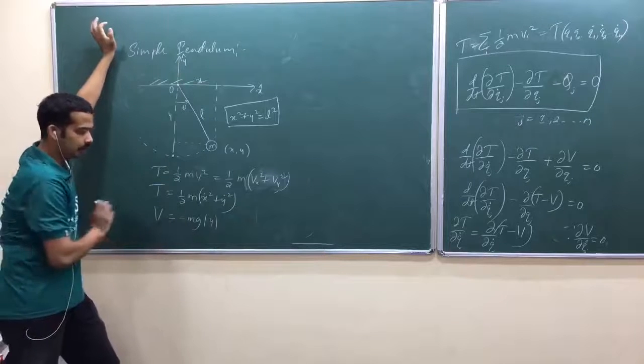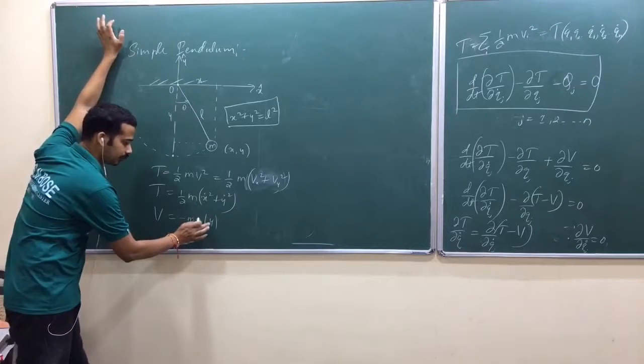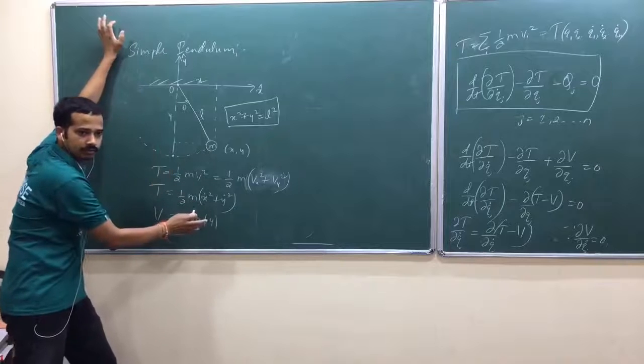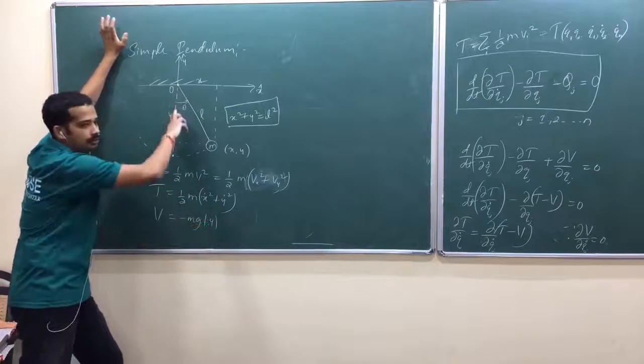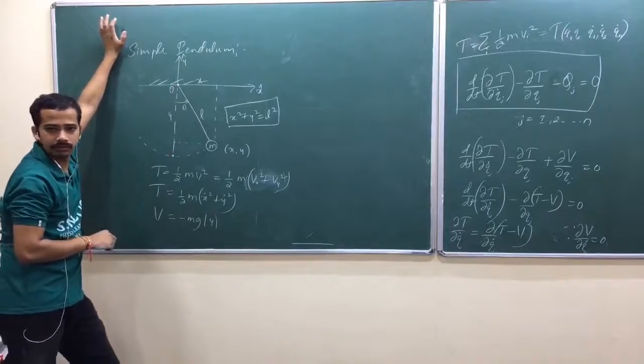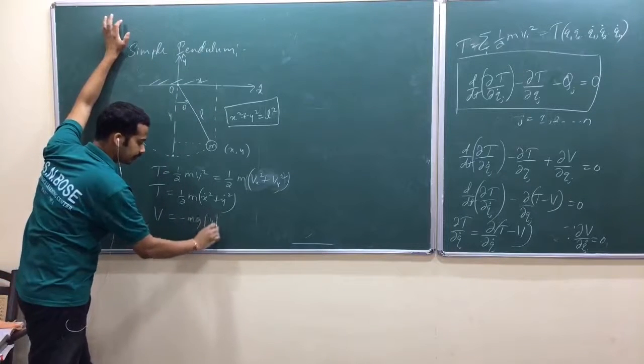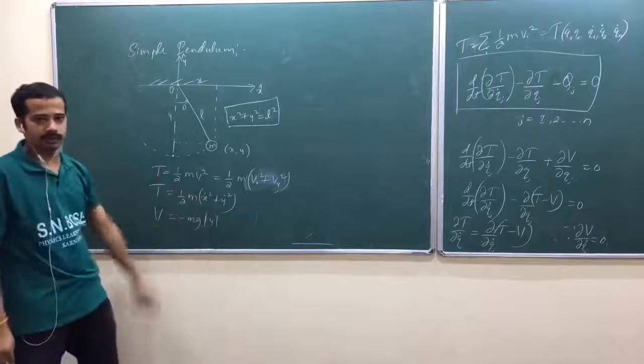Why am I writing mod y? Because when you put y, you may get a negative value again. This should be my mg into minus mod of this value. To be on the safer side, I am putting mod here, and it should be negative.